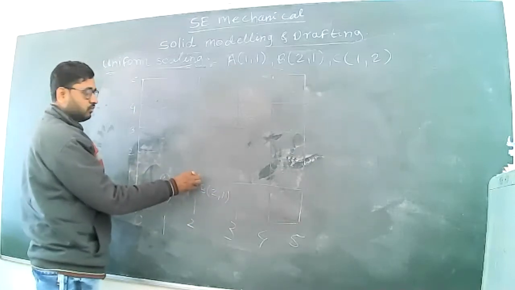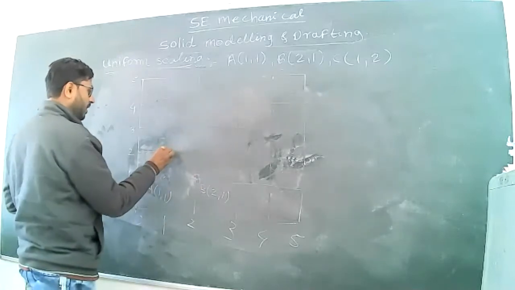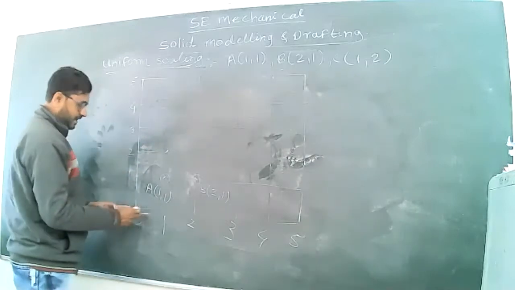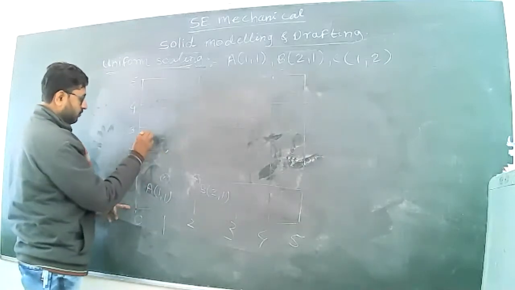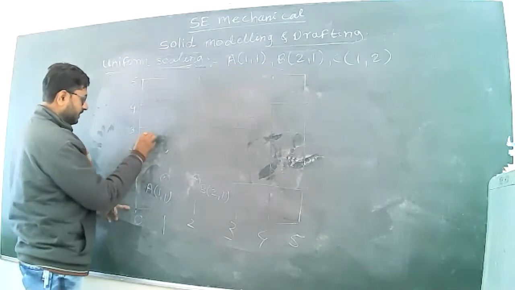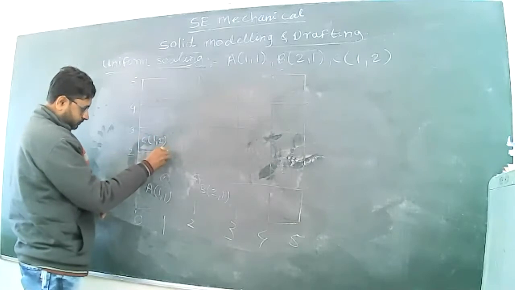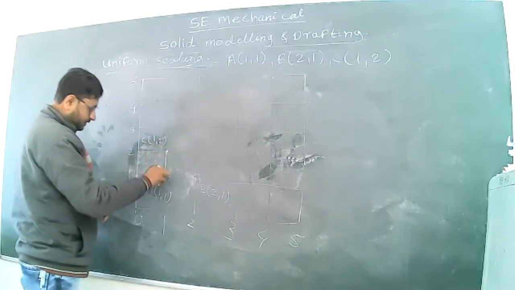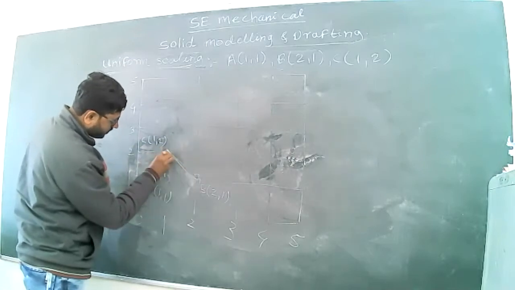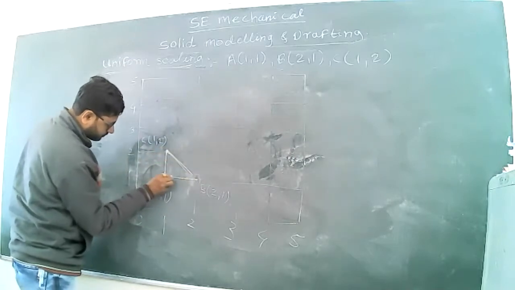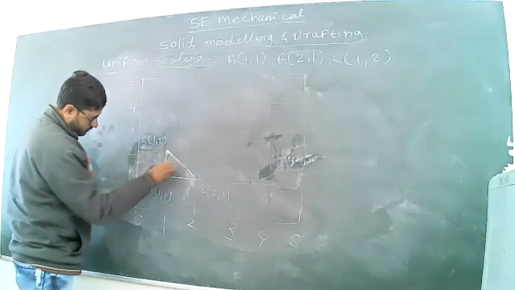And third, C 1 2, that is the third point. X distance is 1 and y distance is 2. That is how to locate point C, that is 1, 2. You have to join these points by lines and we will get the triangle. This triangle.